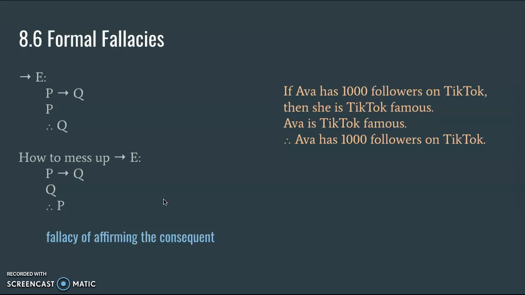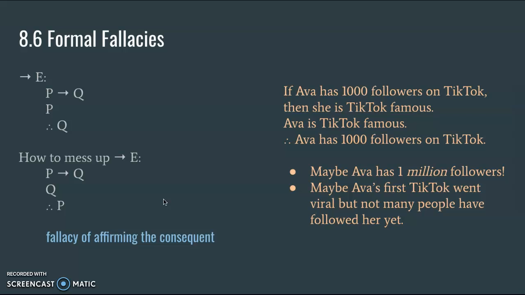It could be true. Like, let's just say it's true. Sure. If Ava has 1,000 followers on TikTok, then she's TikTok famous. That's a good amount, you know? Maybe we should increase that a little. I don't know what the bar is. And let's say that Ava is TikTok famous. Well, could it still be false that Ava has 1,000 followers on TikTok? Maybe she has 1 million followers.